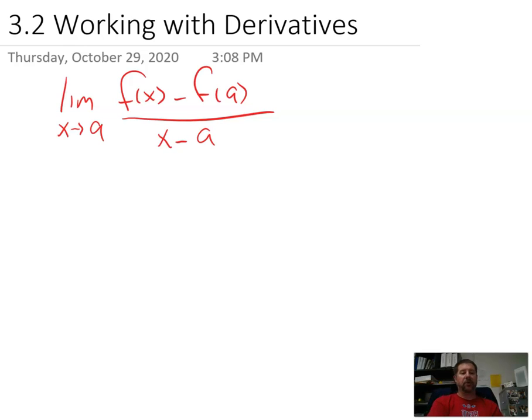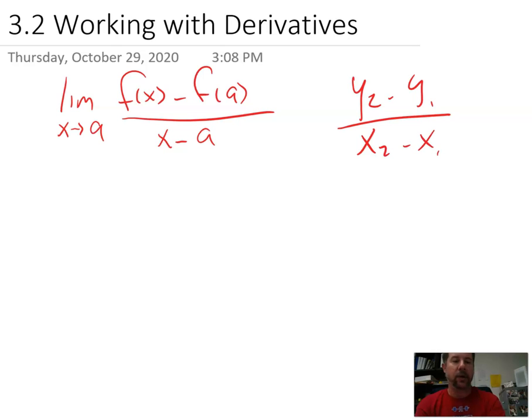Today we're going to continue on with our discussion with the limit-defined derivative as seen below here. If we look at this, as we talked about yesterday, this is really just an application of slope, right? The f of x minus f of a over x minus a is just our y2 minus y1 over x2 minus x1, right? We kind of showed with our setup yesterday.